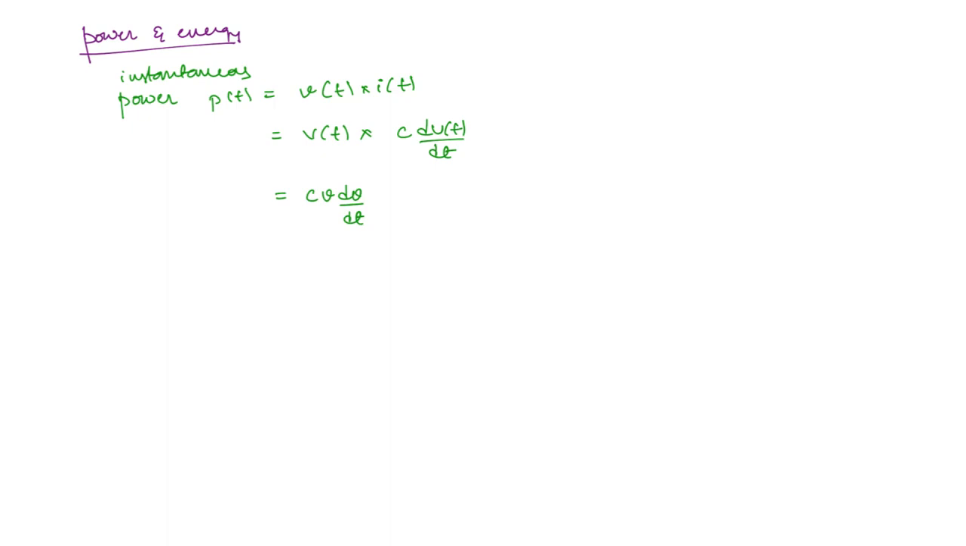Okay. Now, from here we can get the expression for energy as well, right. What is energy? It is the integration of power over a time period. So, here you have integral P is CV dV by dt into dt. This P dt will give you this. So, you are going to get integral CV dV.